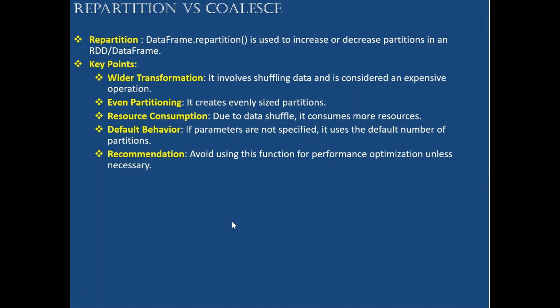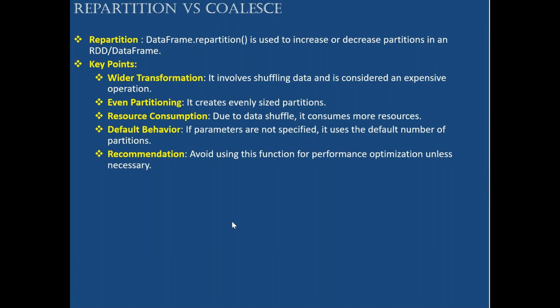Wide transformation. Fine. So a wider transformation involves the shuffling of data, which is not good for performance because it moves a lot of data from one core to another core, from one computer to another computer. There is a lot of data movement going to happen through the network, which is not good for performance. And a wide transformation creates a new stage.